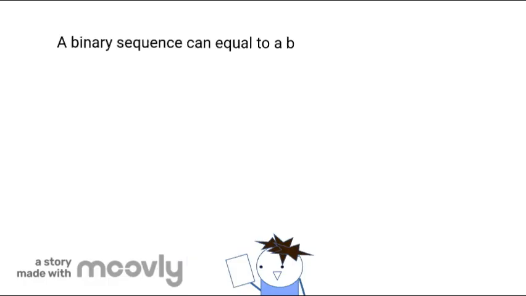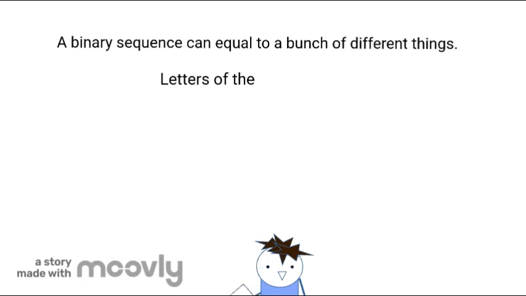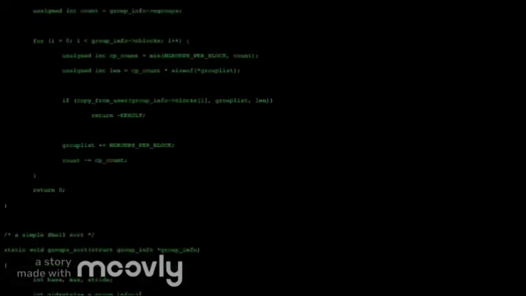A binary sequence can equal a bunch of different things, like letters of the alphabet, numbers, or shade of color. Pretty nice. Another thing that's on my mind is, if computer can only read binary, then what is this stuff?